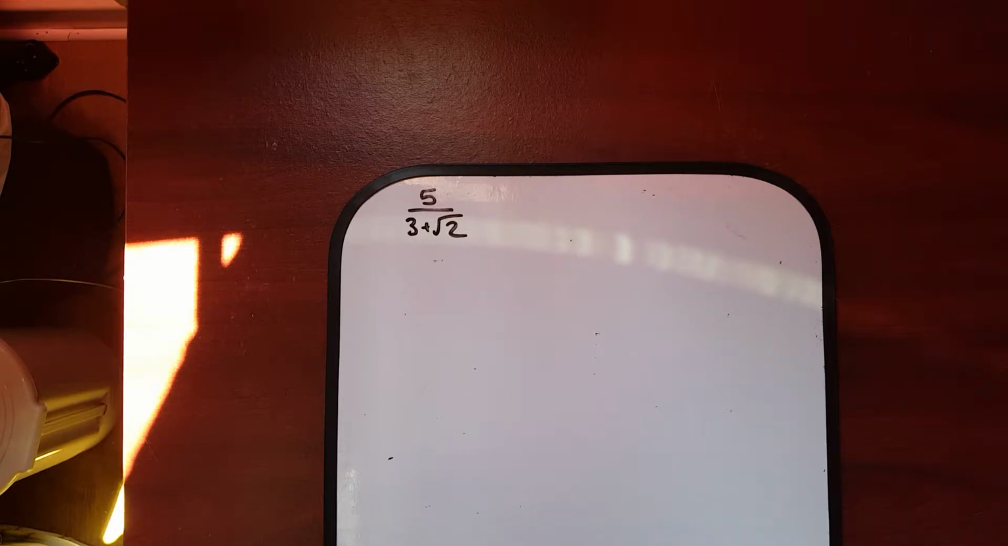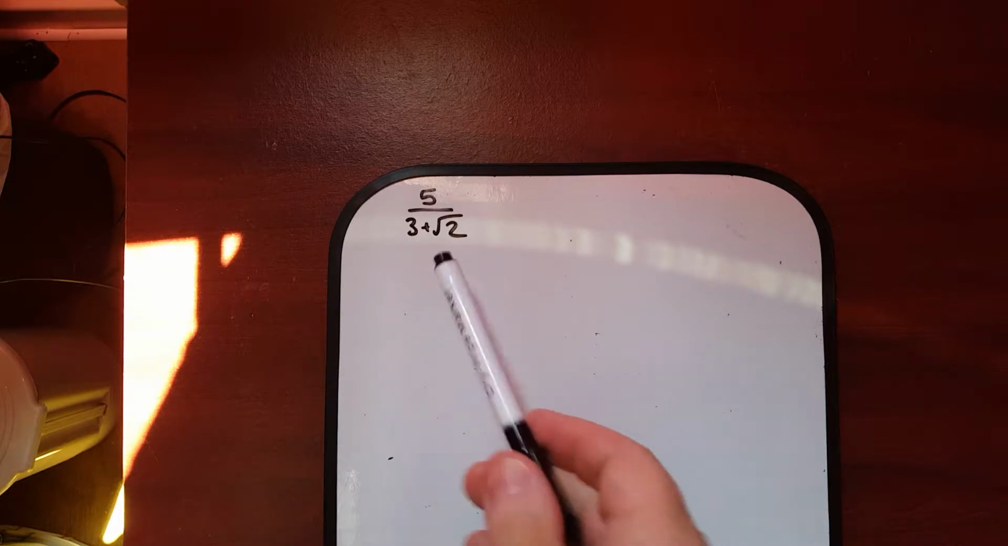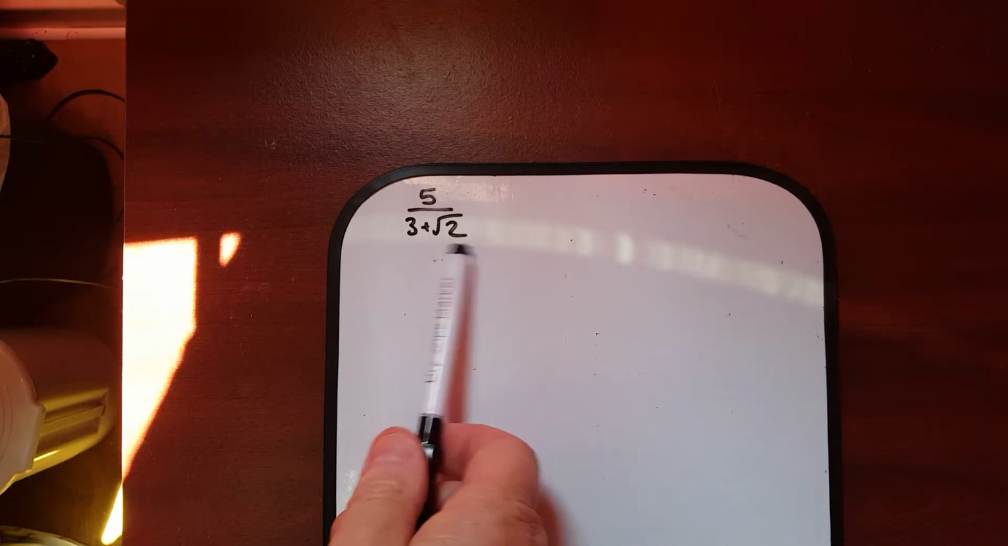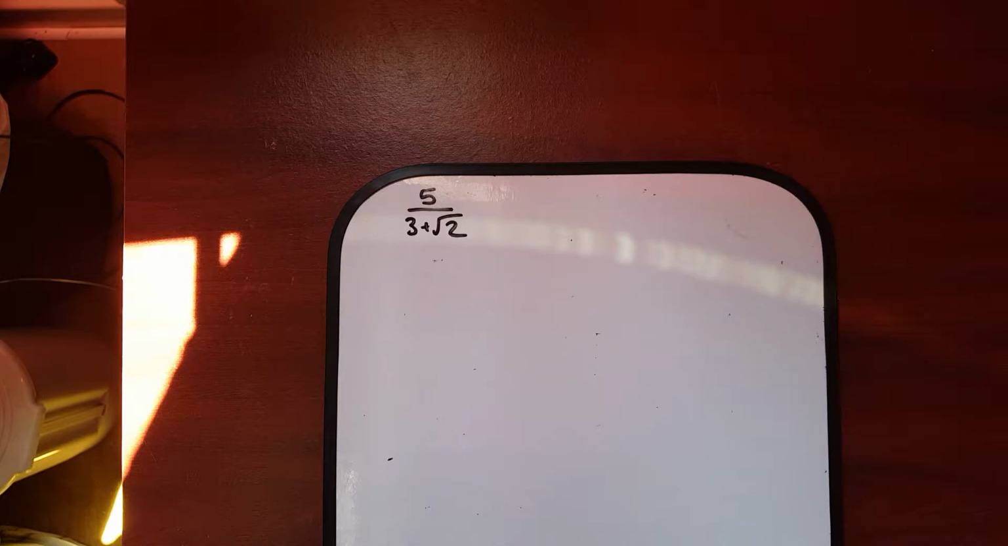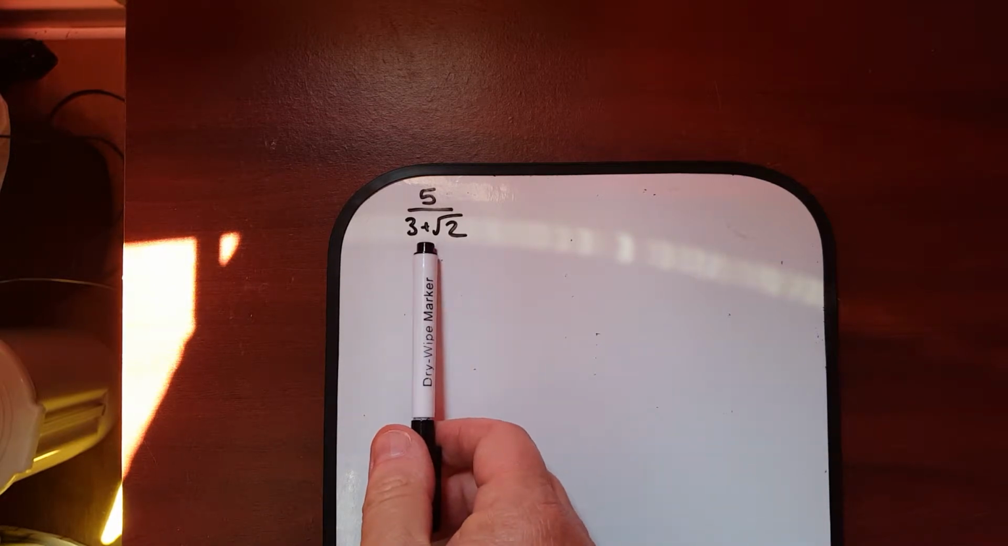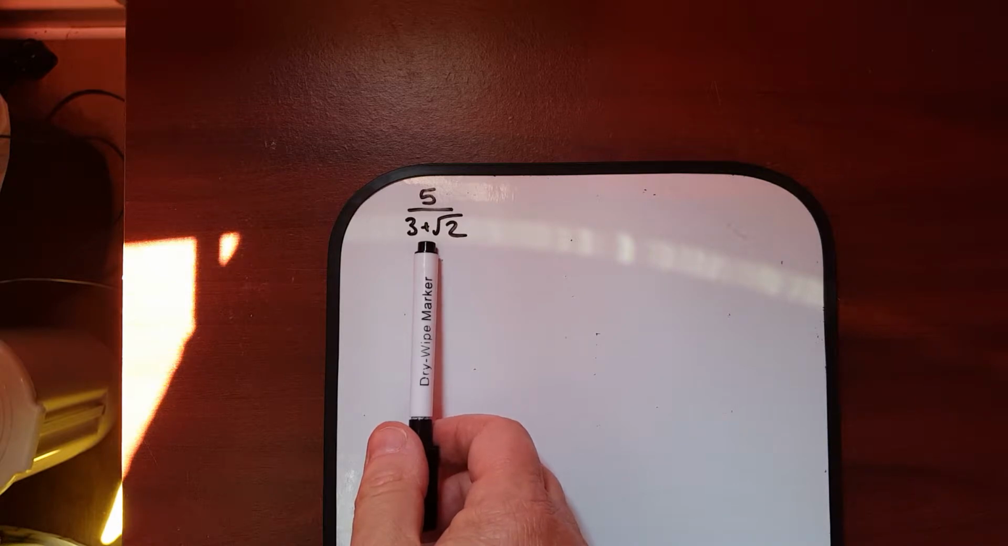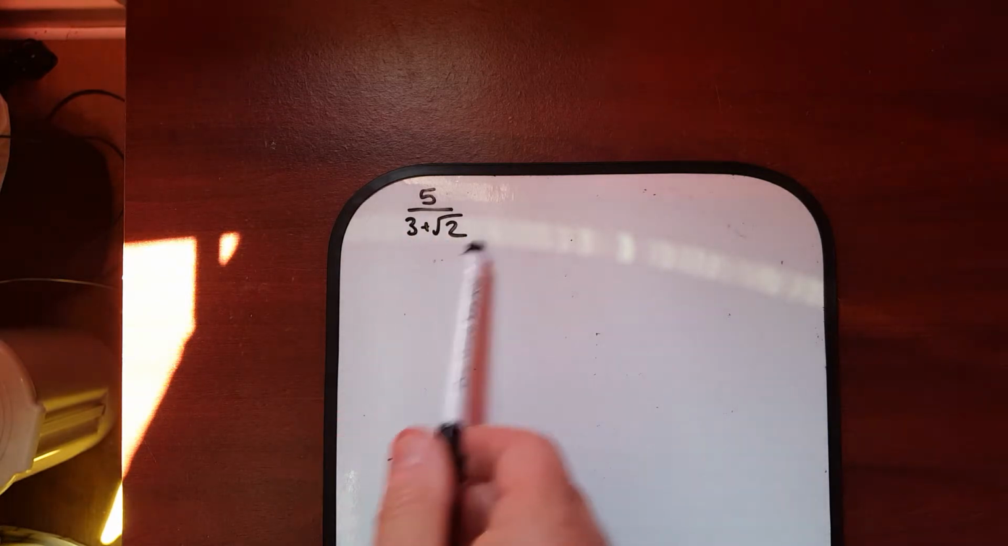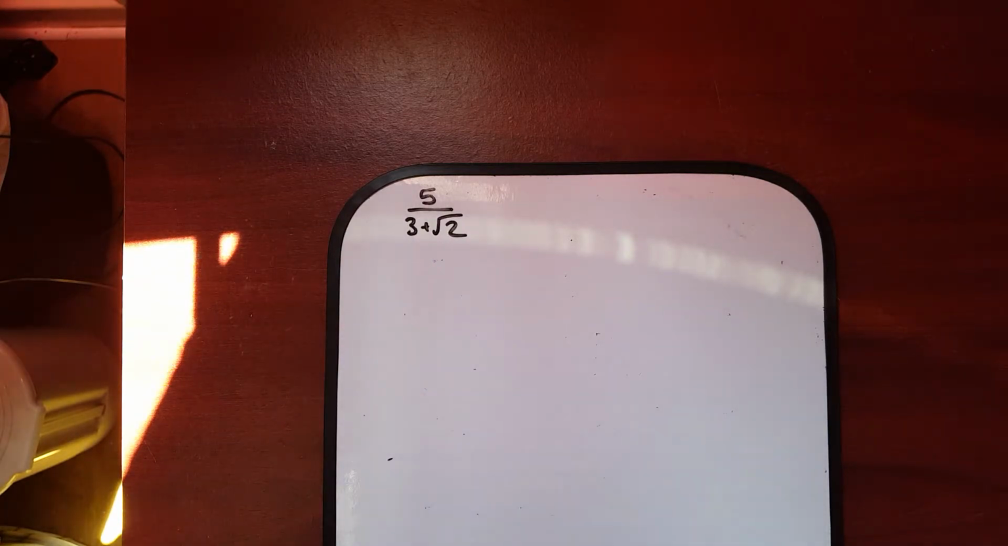Now, what we've got to do is a number of things here. First of all, we've got to get rid of that square root at the bottom. But because we've got a plus sign in here, if we just multiply everything by all of this, we're not going to have the answer that we're aiming for.